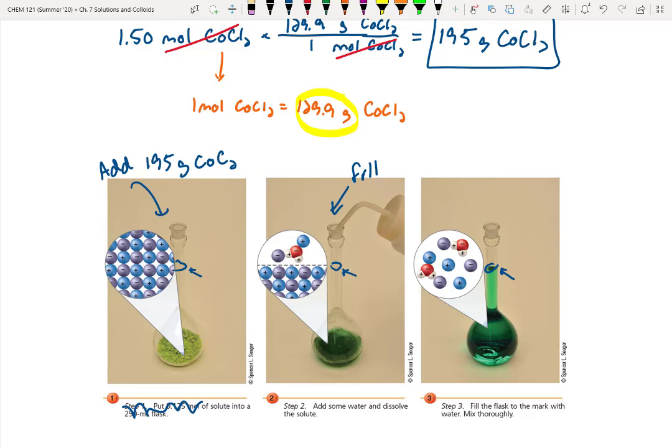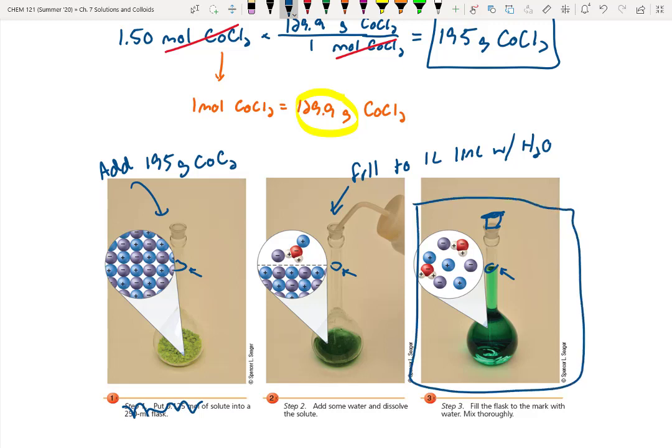So fill to line with water. And then you can put your cap on. They don't really show it here. Invert it, make sure everything's mixed, and you would be left with your solution at the correct molarity. This is how scientists would prepare standard solutions in labs. All right, I hope that makes sense.